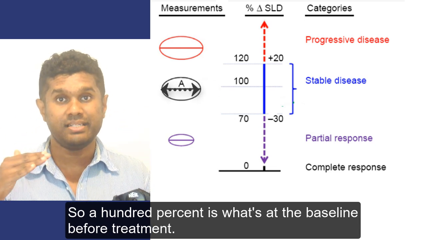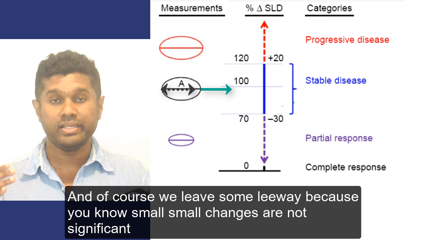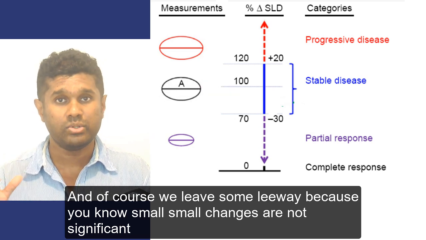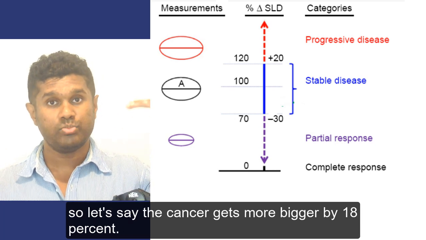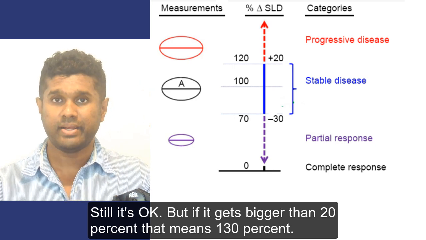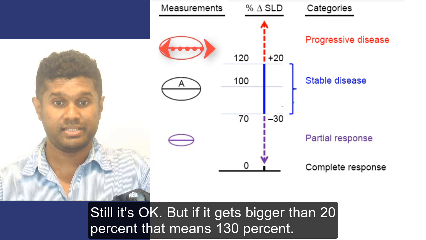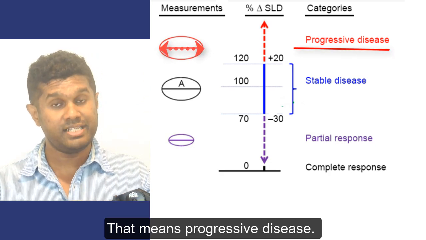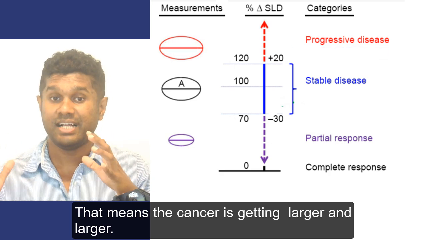So 100% is what's at the baseline before treatment. And of course we leave some leeway because small changes are not significant. So let's say the cancer gets bigger by 18%, still it's okay, right? But if it gets bigger than 20%, that means 120% or more, that means progressive disease. That means the cancer is getting bigger, larger and larger. Tumor is getting larger and larger.